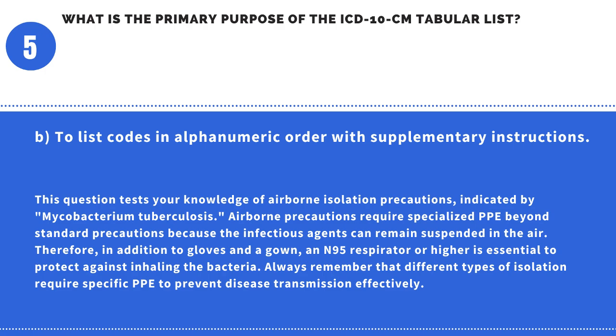This question asks about the structure and purpose of the ICD-10-CM codebook. The tabular list is where you find the actual codes listed sequentially by chapter, category, and code number. It includes instructional notes like includes, excludes, code first, and use additional code notes that are essential for correct code assignment. The alphabetical index helps you locate potential codes based on terms, but the tabular list confirms the code and provides necessary details. Always confirm the code you find in the index by looking it up in the tabular list.